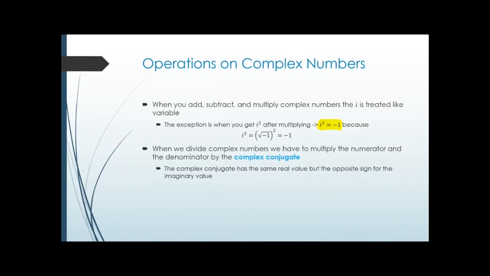And then when it comes to dividing, that's a different process as well, because you have to multiply the top and the bottom by what is called the complex conjugate. The complex conjugate has the same real value, but is the opposite for the imaginary value. Okay, so if we have that complex number 2 minus 3i, its conjugate would be 2 plus 3i. So you just change the sign in front of the imaginary part. So these are complex conjugates.